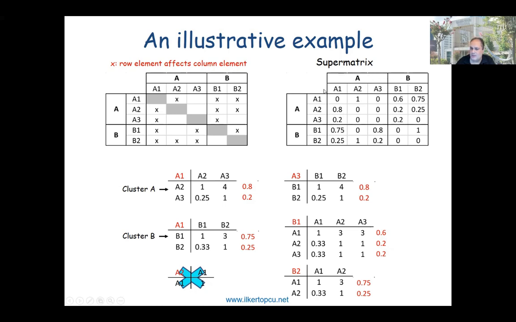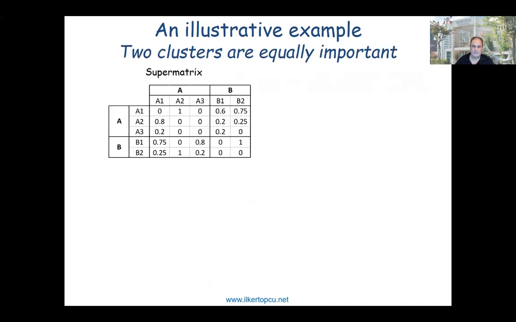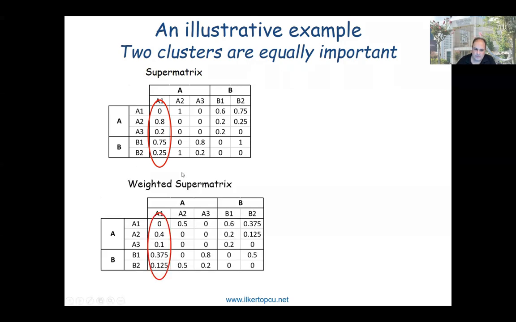You should not immediately start taking larger powers of this matrix. First of all, you should find the weighted supermatrix. In this weighted supermatrix, if clusters are equally important, you will make normalization column by column. First column summation is 2. So you will divide each value by 2. 0.8 over 2, 0.2 over 2 will come here. Second column, 1 and 1 I have, total is 2. Again, each value is divided by 2.